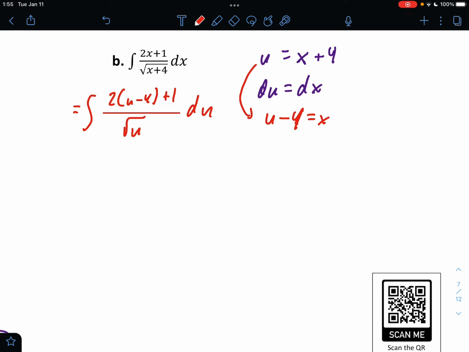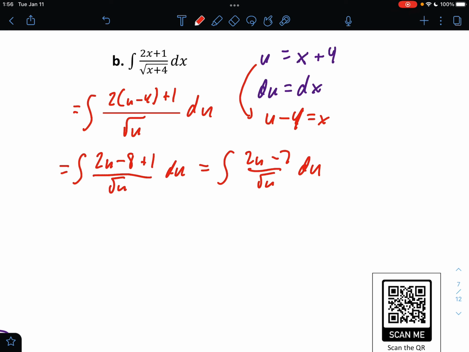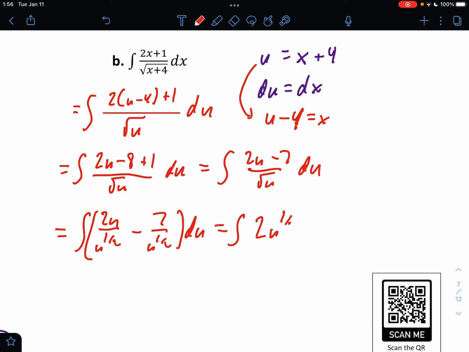And there we have it. Now with a little algebraic manipulation, we end up with the integral of 2u minus 7 over root u du. We could split that now into 2u over u to the 1/2 minus 7 over u to the 1/2. And simplifying that will give us 2u to the 1/2 minus 7u to the negative 1/2 du.